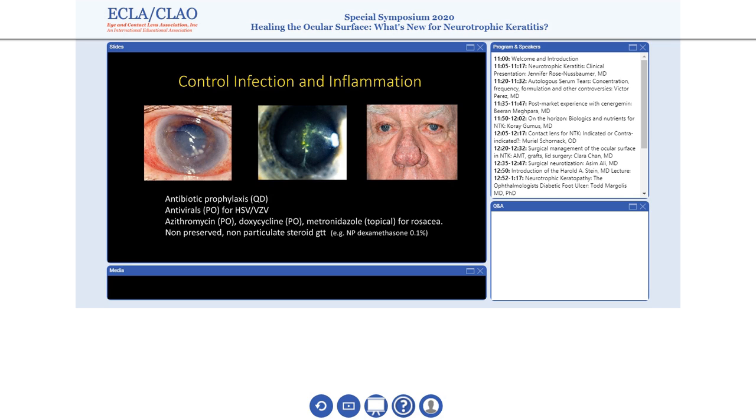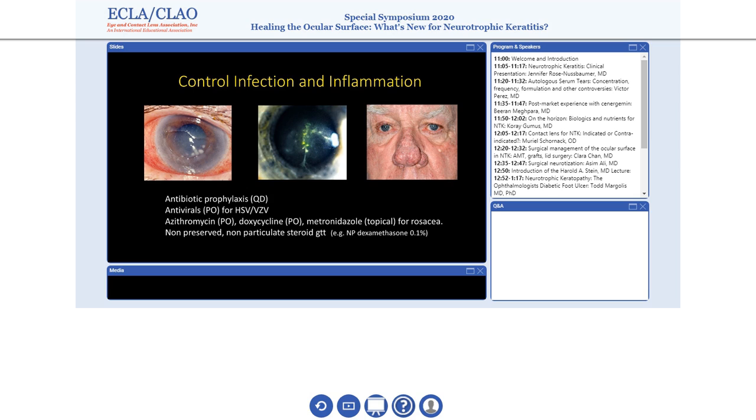Helps calm things down. And if I have to use a steroid, and you do in some cases, to calm down inflammation in the cornea, I use non-preserved, non-particulate steroids, generally non-preserved dexamethasone made up by a local compounding pharmacy. I find that this is much better than using even Lotemax ointment, which some people say, oh, it's non-preserved, it's good, but people hit themselves in the eye with ointments. With this, they tend to do pretty well.